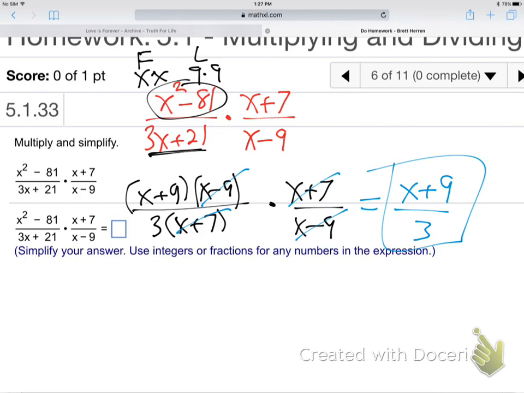So there it is. Good? Easy enough? Questions on that one? And you don't need the parentheses anymore because there's nothing to separate it from anymore. All right.